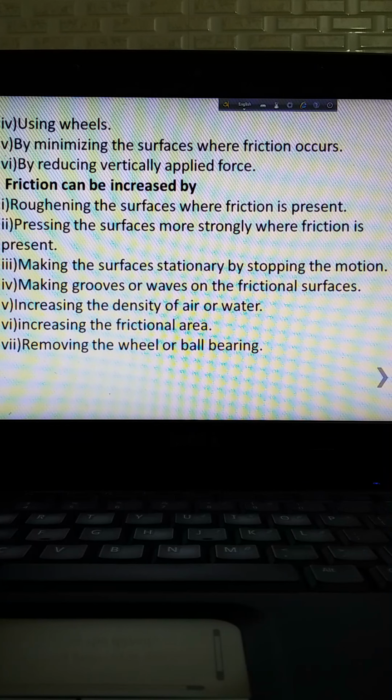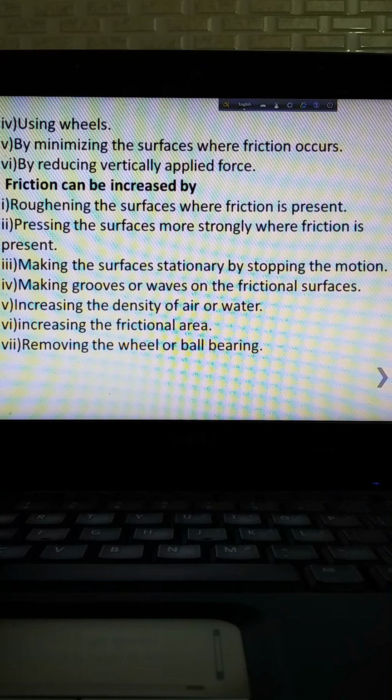So boys, we have seen several points that can be used for reducing friction. There are some ways that can be used for increasing friction. Let's have a look at those points. Friction can be increased by roughening the surfaces where friction is present. We have seen earlier, if the surfaces are smooth, friction reduces. So if we make the surface rough, then friction will increase.